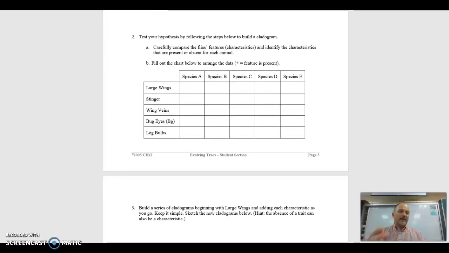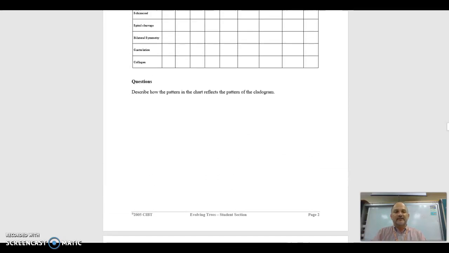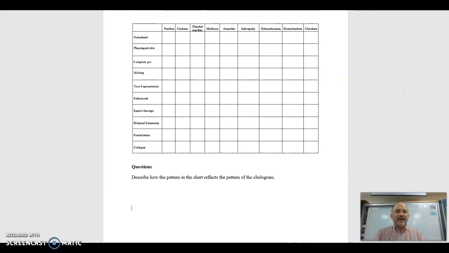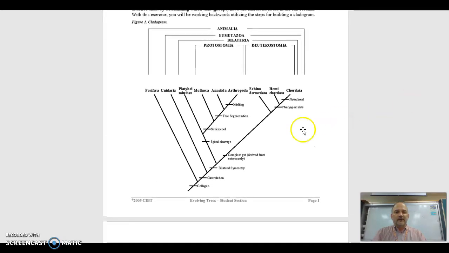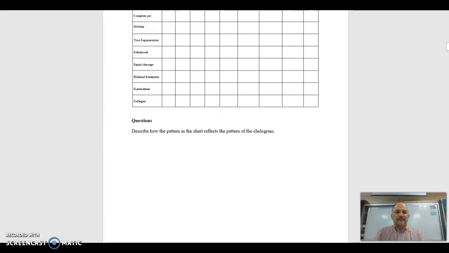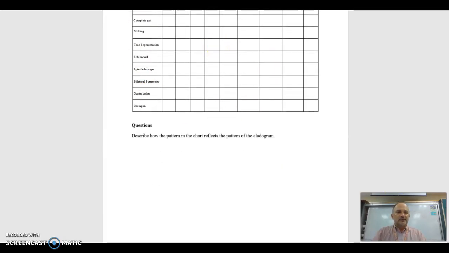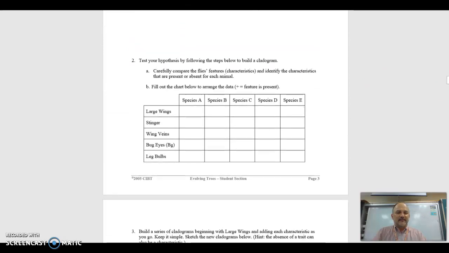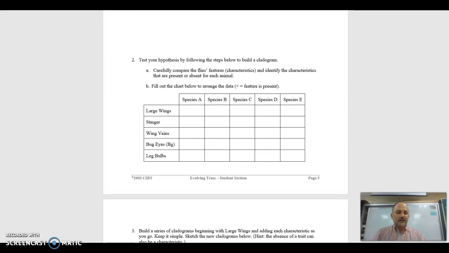And then once you've built that table, we're going to build a phylogenetic tree. It's like we're doing what we did first, backwards. We're going to build this cladogram or phylogenetic tree from a table of traits. Okay, so when you get that far, if you get stuck or you have questions, contact me and we'll work through it. Okay, good luck.